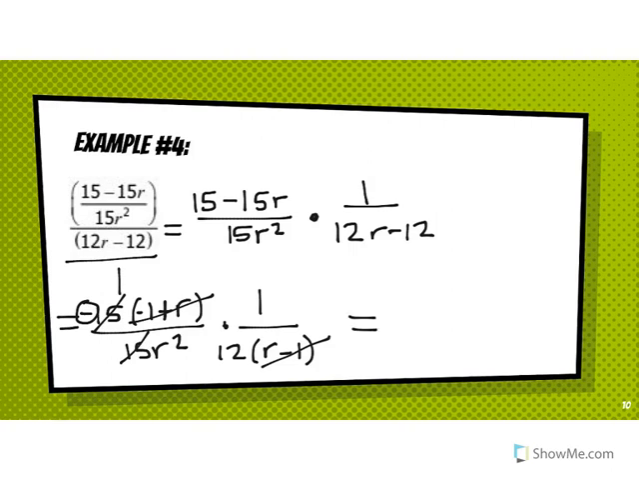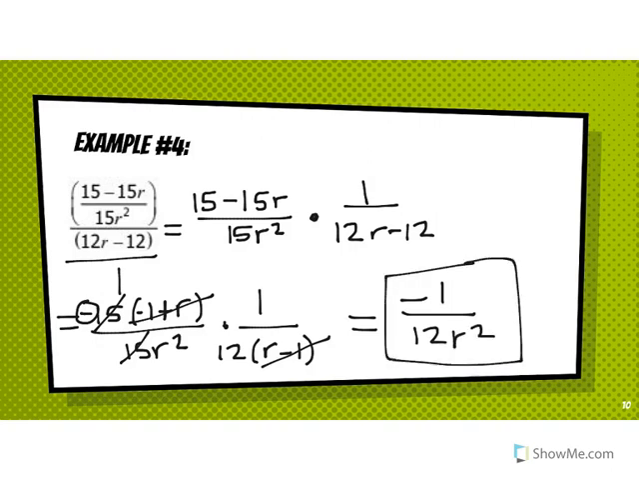So we have a negative times a positive 1, so it's going to be a negative 1 divided by, and then we have our 12r squared left over. So you have to make sure you have that negative 1 in the numerator or else it would not be a fraction.